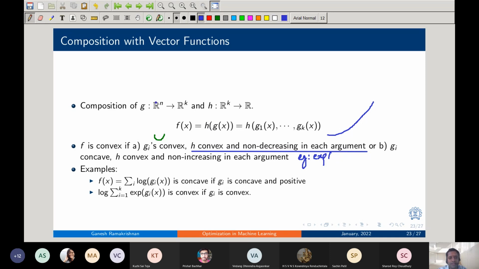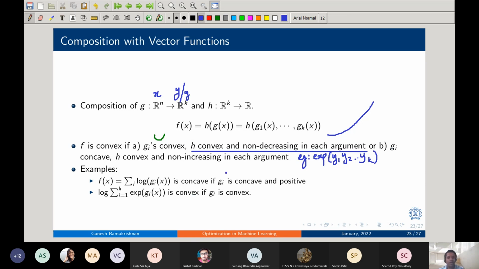So what we have done is x is in Rn. It has taken us to some, say, y. I can use y or I can use g here. So exp of y1 into y2 into yk. So this is the case number one.